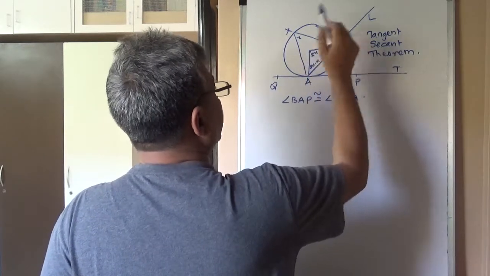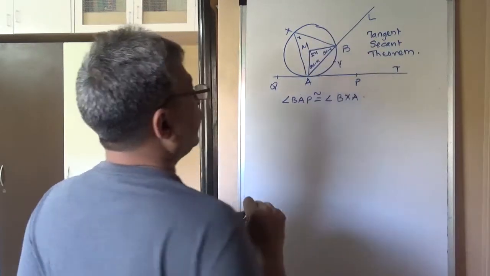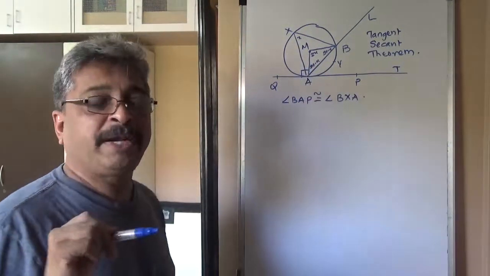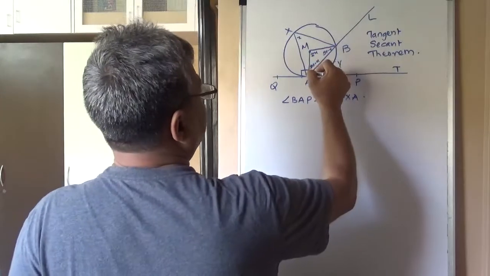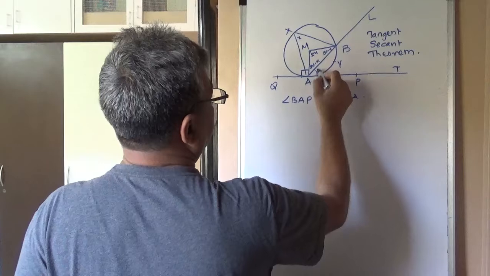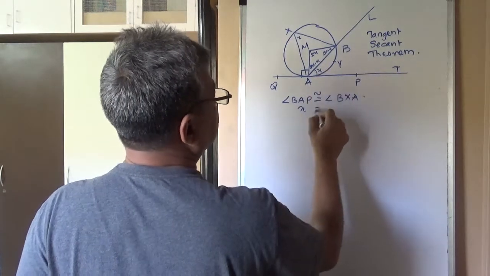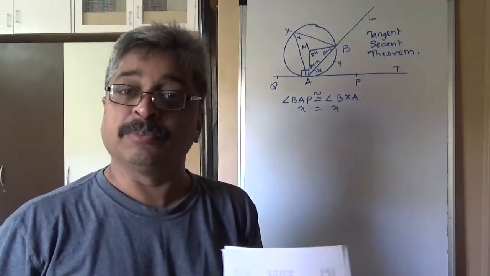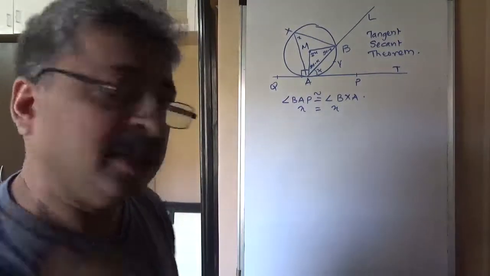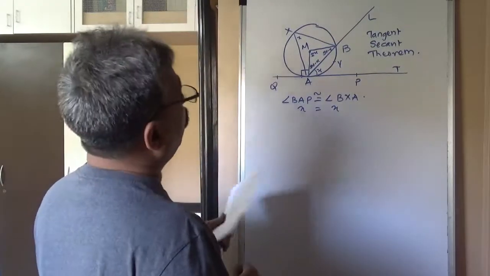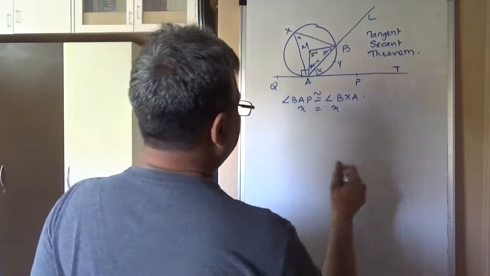And when you join center M with A, by the theorem that we have proved, the tangent is perpendicular to the radius, and out of that 90 minus x angle is taken here, therefore this angle must be equal to x. So x is equal to x. This is the proof of the tangent secant theorem. You just chase a few angles and you get it.